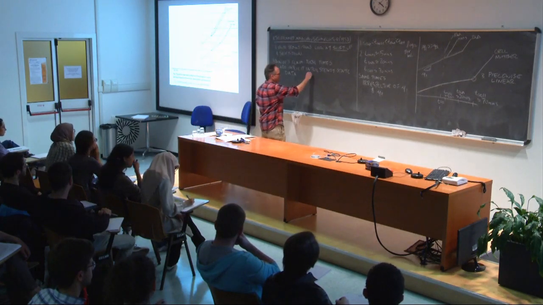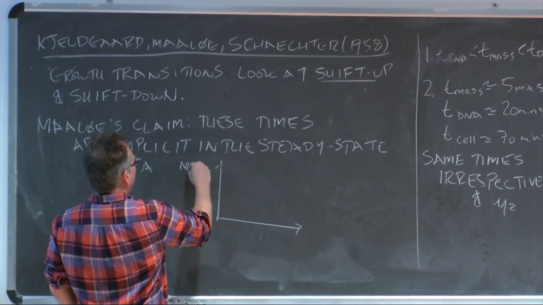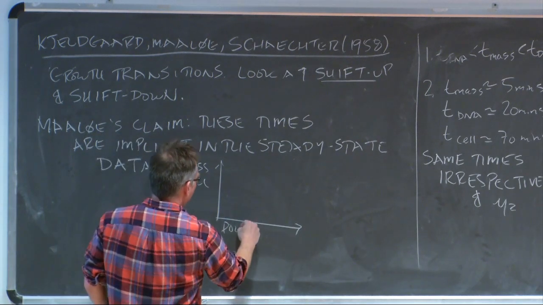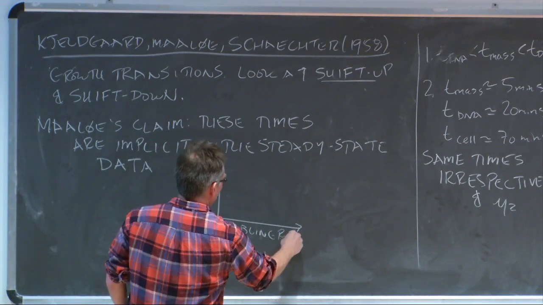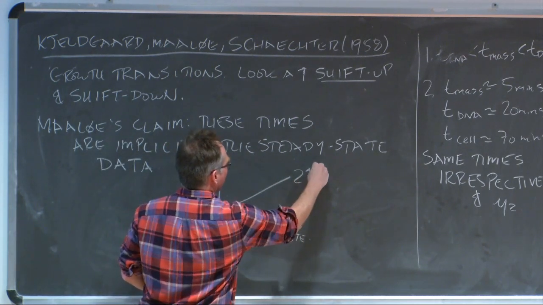All right, let's see why Mola says this. Okay, so I'll bring you back to, say, mass per cell. And this is doubling rate. And what we had was that this is something like 2 to the mu.